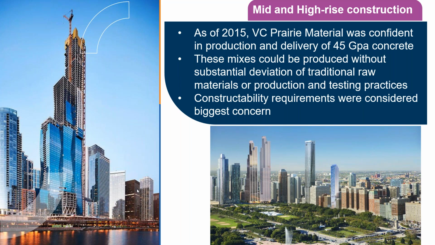The biggest concern for us, though, because it was the hardest for us to actually prove, were constructability requirements. Could we simply produce this concrete and continue to hit our normal stripping times, our normal pumping rates, or were we going to have to drastically adjust our contractors' expectations in order to deliver this very stiff, very difficult to work with occasionally type of concrete?